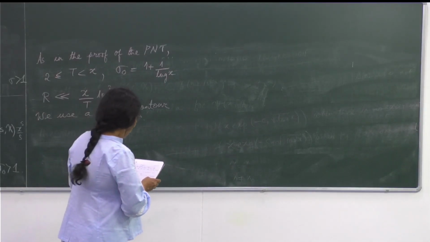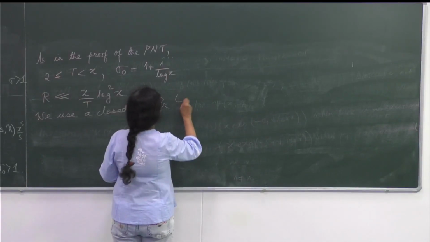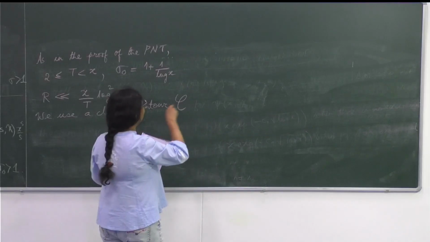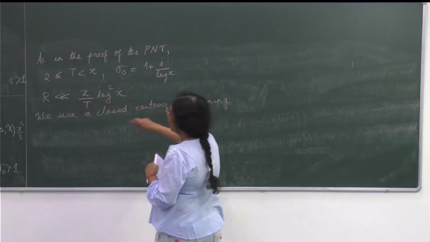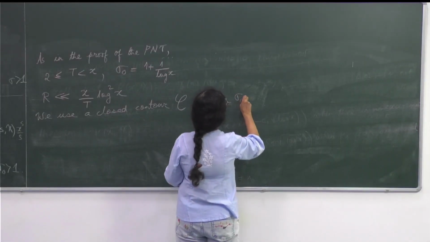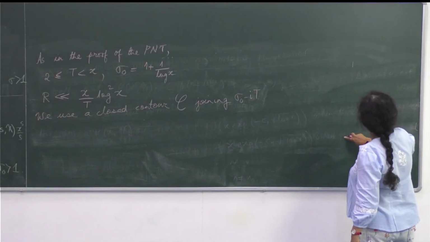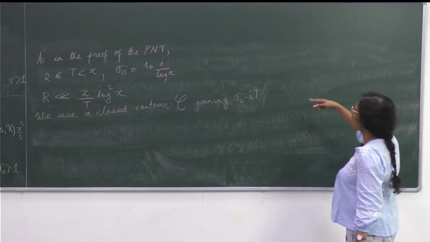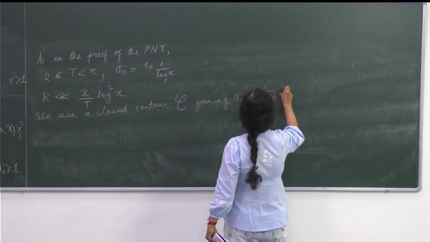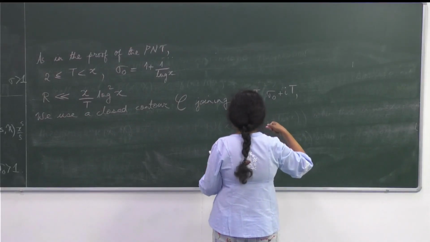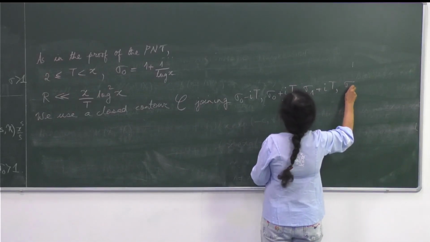Okay, so use a closed contour. Let me call it C, which joins these 4 points. So there is a t up here somewhere, minus t here, sigma 0 and minus sigma 0. So sigma 0 minus it, sigma 0 plus it, and then I will have 2 more points, sigma 1 plus it and sigma 1 minus it.